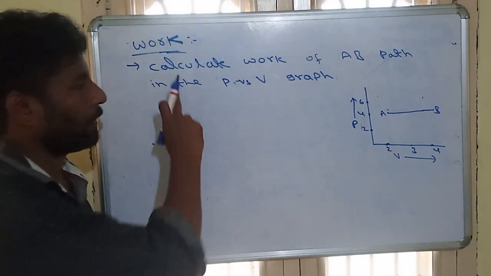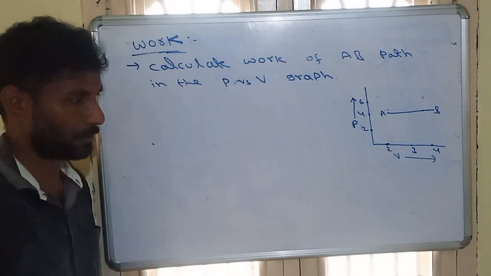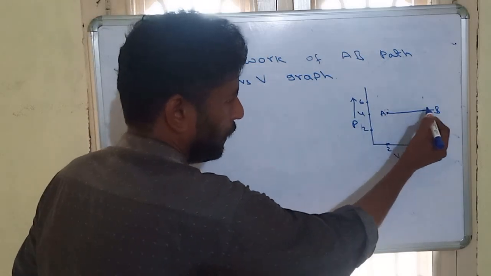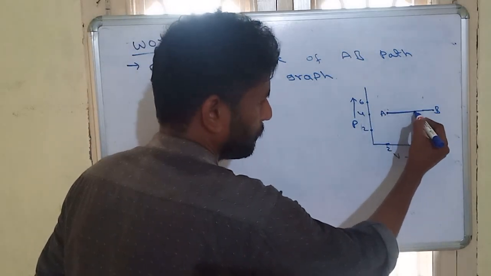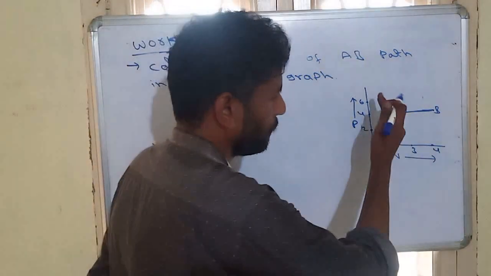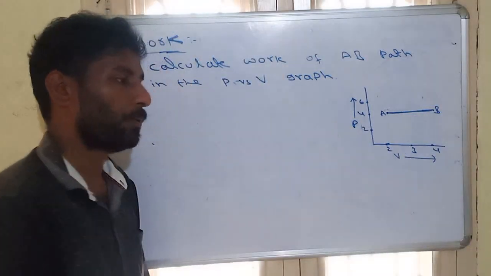See the question. Calculate the work of AB part in the P versus V graph. The pressure versus volume graph is given, and from A to B we have to calculate work. The system is transferring from A to B. So during this process we have to calculate work.